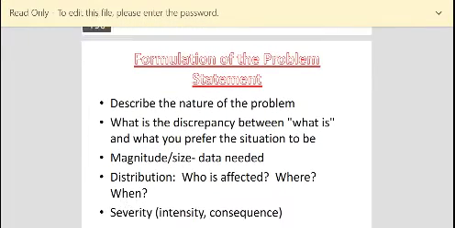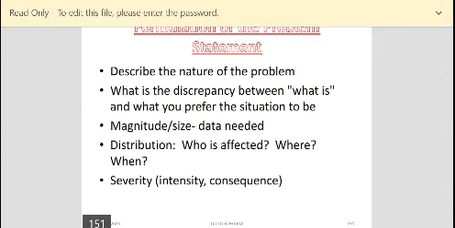So let's see the formulation of the problem statement. First, we have to describe the nature of the problem. What is the discrepancy between what is and what you prefer the situation to be? For example, you have seen the current situation as a problem, but how do you wish it to be? There is a way that you wish it to be. That's why you have seen this current situation is not perfect, it's a problem. And you extract a statement of problem from there.